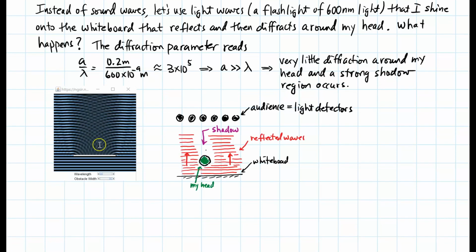So picture-wise from the applet, we see a strong shadow region here in the back. So if I'm thinking about shining light, the reflected waves don't diffract behind my head very well. So therefore, I get this shadow right here, and people in the audience, who are the light detectors now, don't see the light because it doesn't diffract well behind my head.